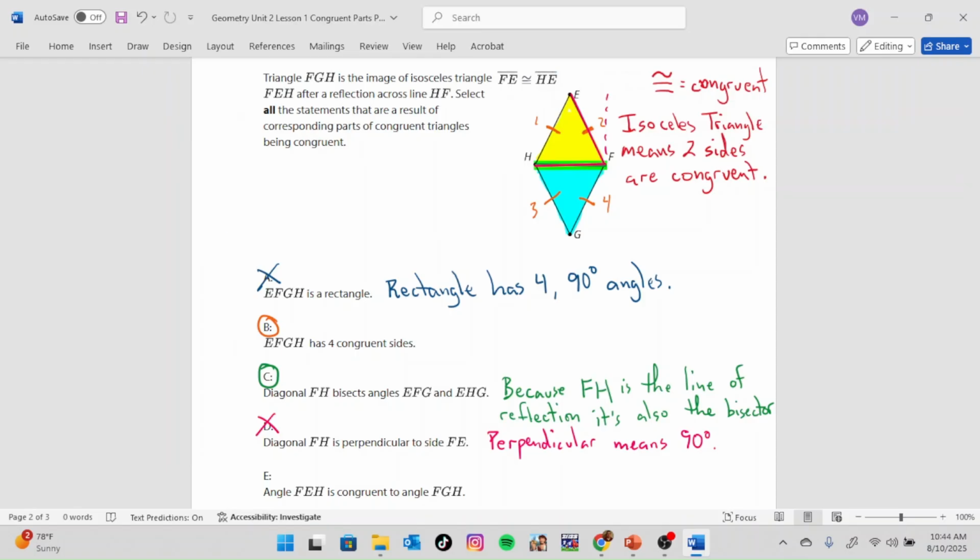And then finally, choice E, angle FEH. So we're talking about this top angle is congruent to angle FGH, which is this bottom angle. Well, we know corresponding angles of congruent figures are congruent.